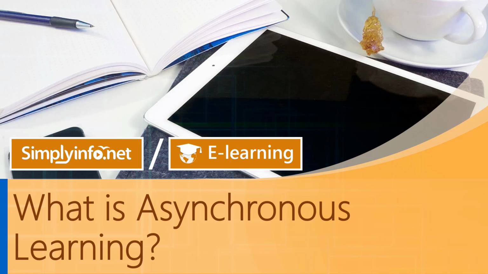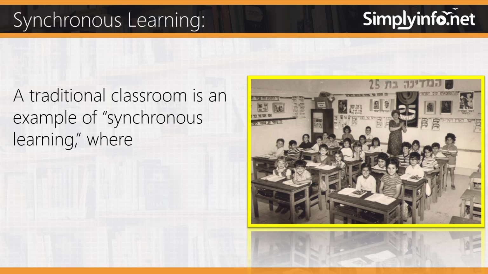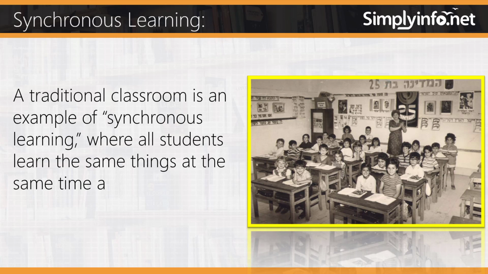What is asynchronous learning? Synchronous learning. A traditional classroom is an example of synchronous learning, where all students learn the same things at the same time and in the same place.